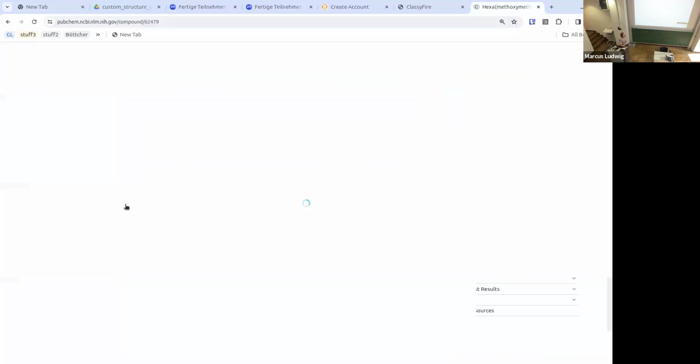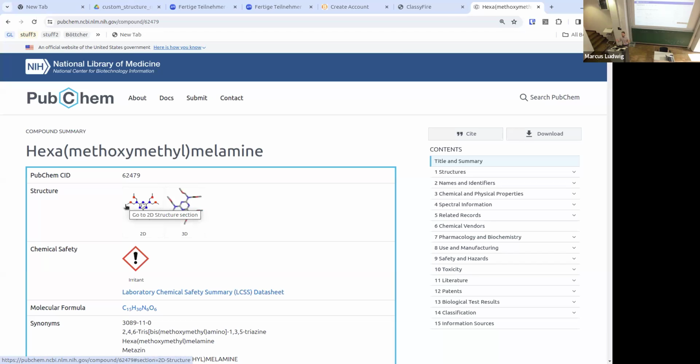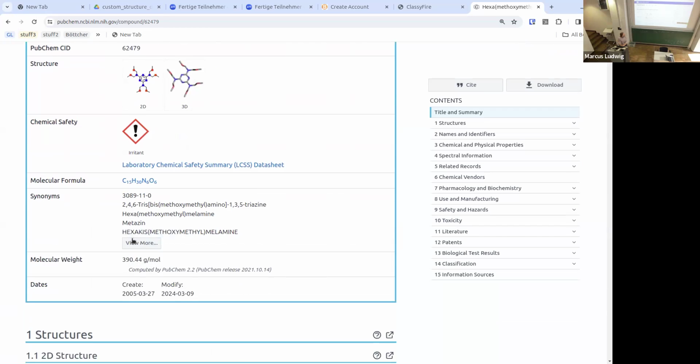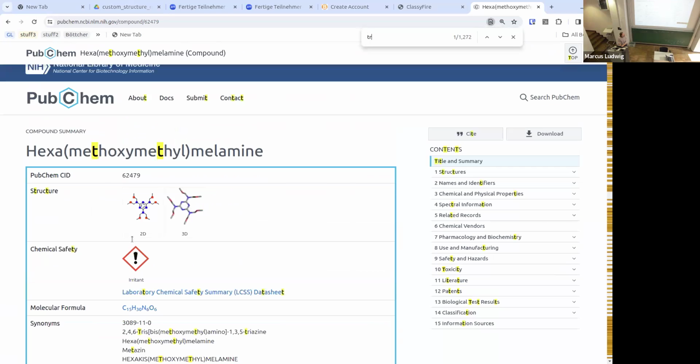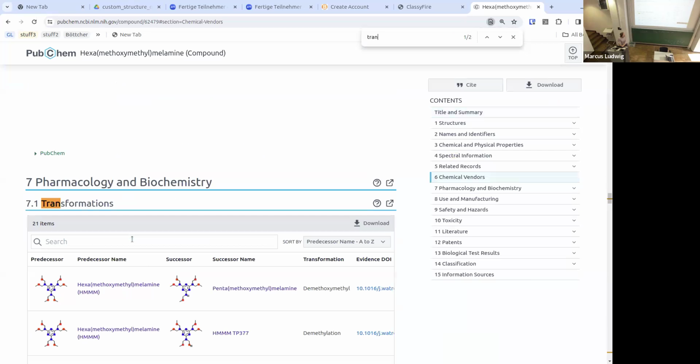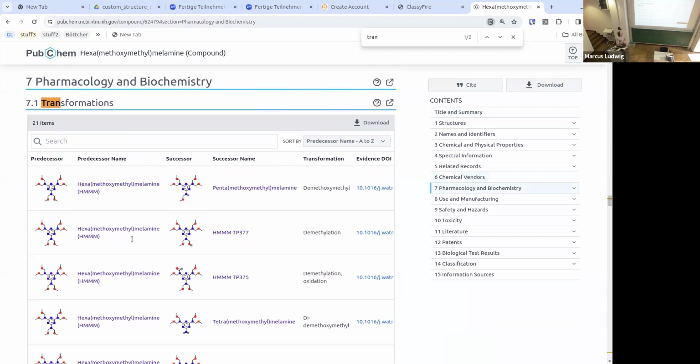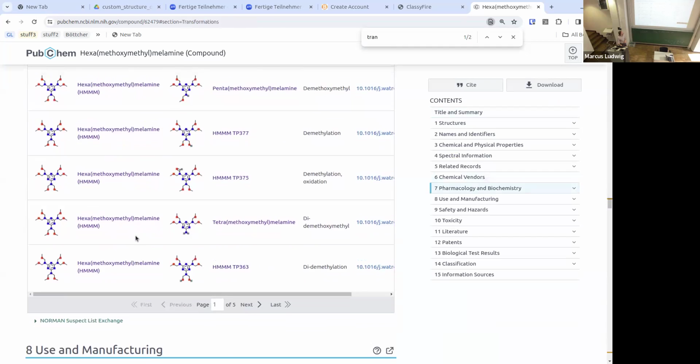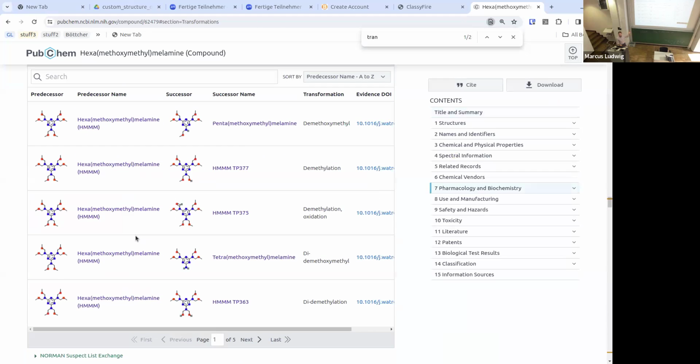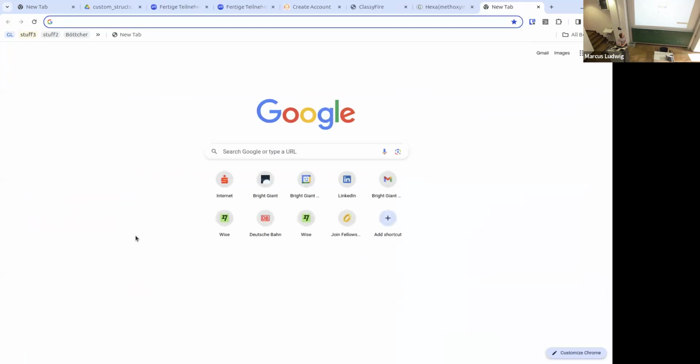So assume this one you're interested in. You currently don't know if it's in your data set. But hey, PubChem has this nice part here where you just look for transformations, and you have like 20-ish compounds known to be transformation products of this one. So you go to each of them, just copy the SMILES in a file, you're done, and now you have a custom database.